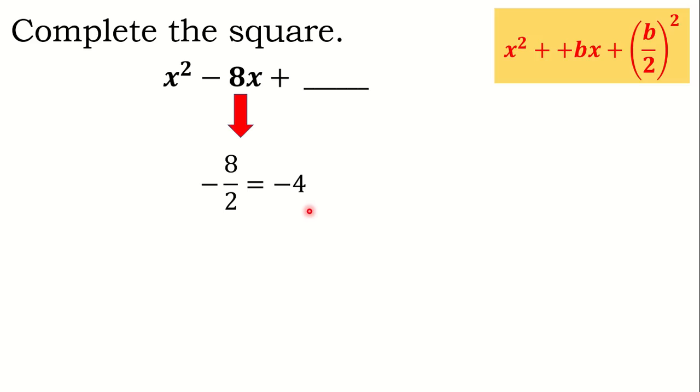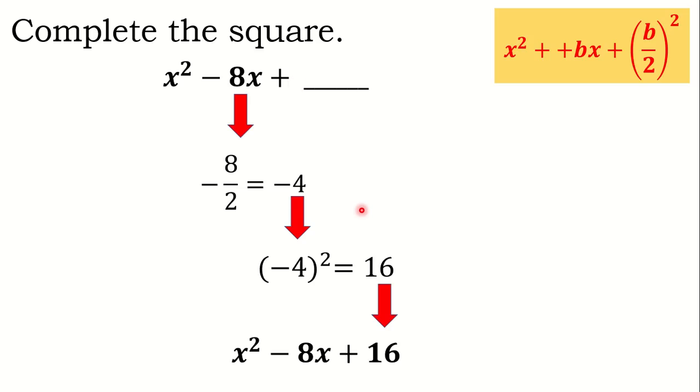After that, squared lang natin yung nakuha nating sagot. So, squared natin si negative 4. So, negative 4 squared is equal to 16. So, para saan ba tong 16 na to? So, itong si 16, siya yung idadagdag natin dito sa expression natin na x squared minus 8x. So, ang idadagdag natin yan, so magiging ganito na. X squared minus 8x, again, x squared minus 8x plus 16.